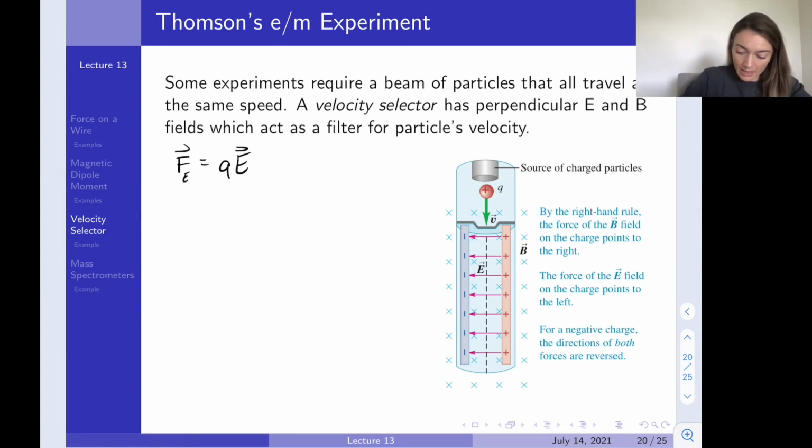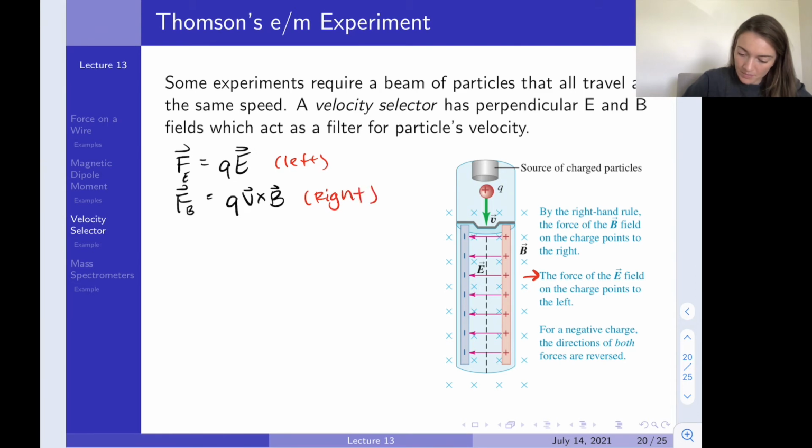Now, it's also going to feel a magnetic force, since there's a magnetic field and it's moving. The magnetic force is given by QV cross B. If the velocity is downward and it's a positively charged particle, and the magnetic field is into the page, you put your hand in the direction of the velocity, curl your fingers in the direction of the magnetic field, and you'll see that the magnetic force it feels is to the right. So the electric force is to the left, and the magnetic force is to the right. Since these are perfectly perpendicular, I can just write it as QVB, since the sine of 90 is 1.